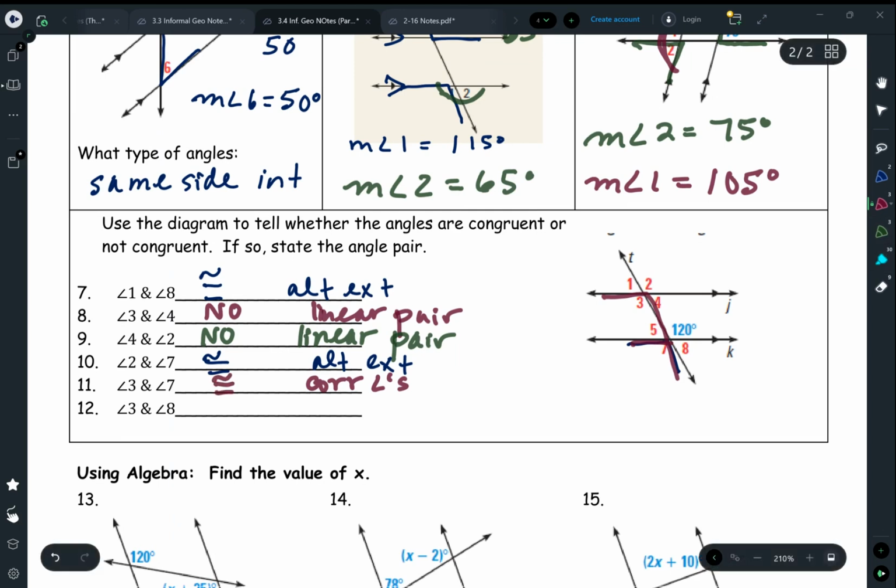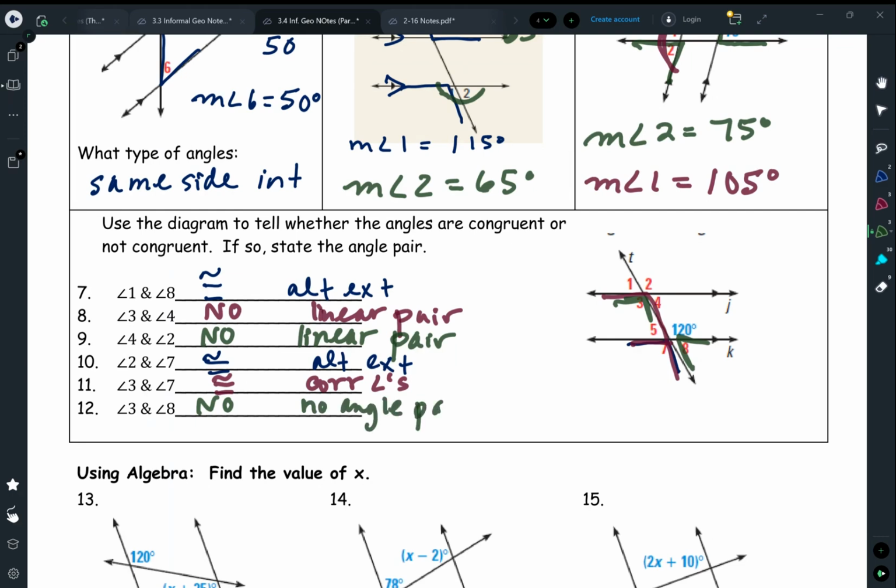And the last one, 3 and 8. So 3 is here, 8 is here. Those have no pair relationship. So our answer is no, and then no angle pair relationship.